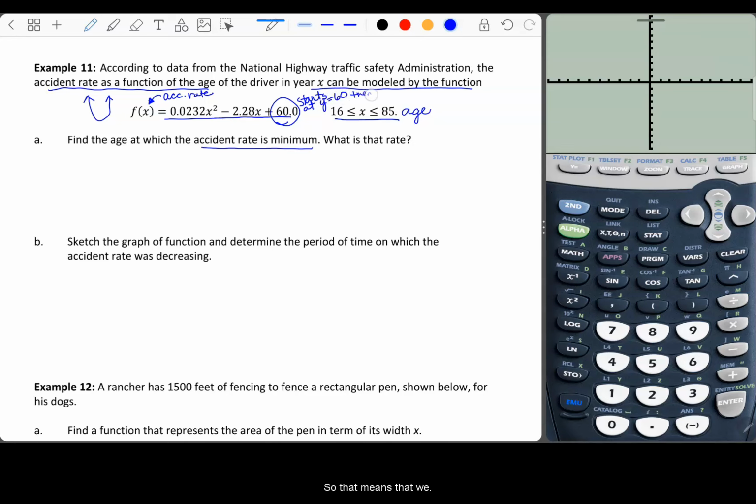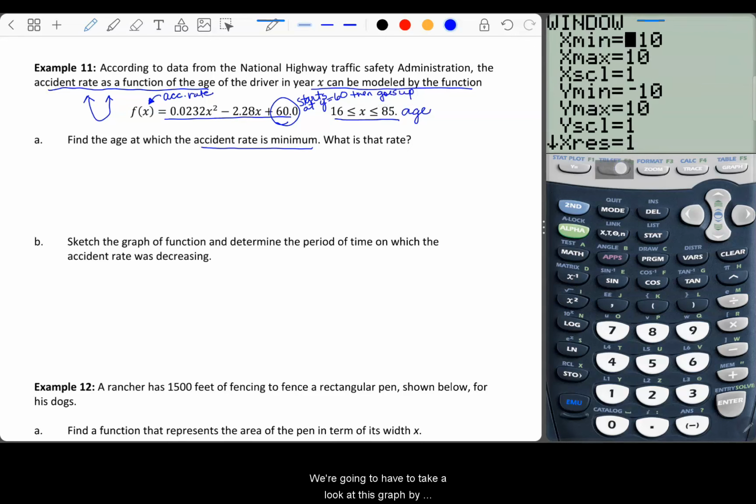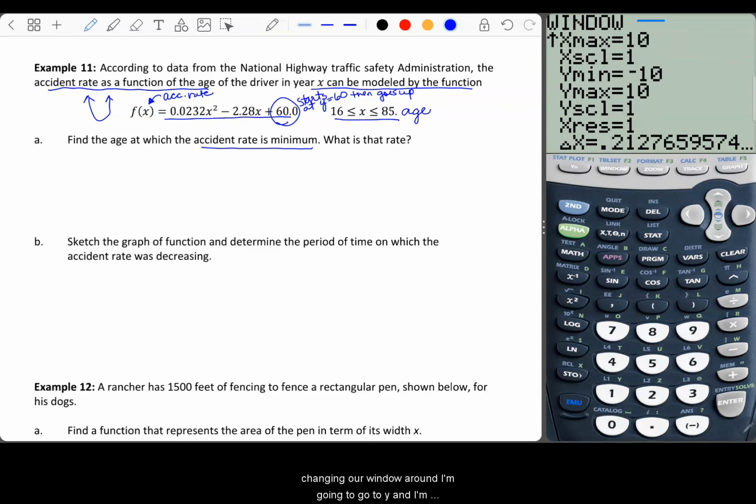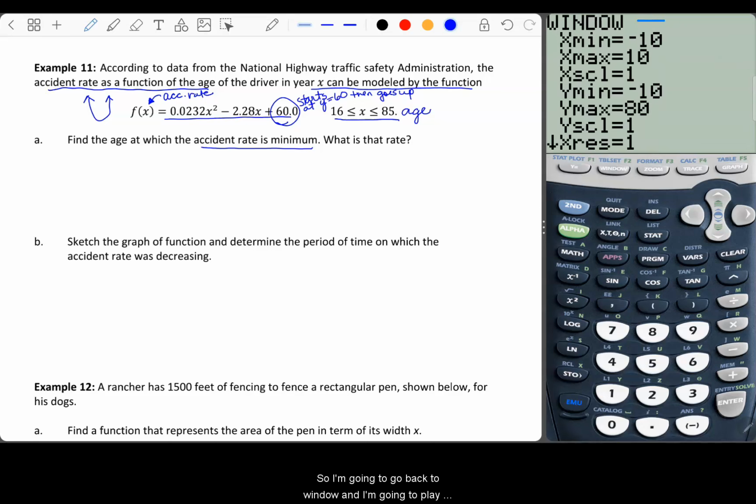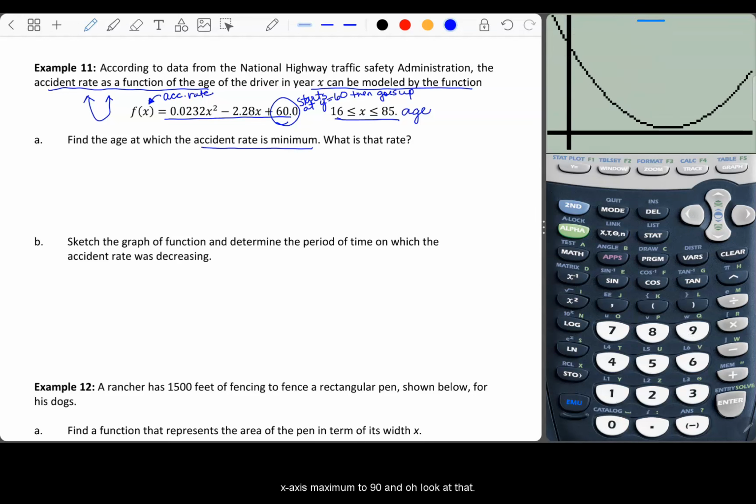So that means that we're going to have to take a look at this graph by changing our window around. I'm going to go to Y, and I'm just going to play with a little bit of the Y max. I'm going to put in 80, and that didn't help at all. So I'm going to go back to window, and I'm going to play with my settings just a little bit more. I'm going to go to the X max, and I'm going to change my X-axis maximum to 90, and oh, look at that. Because the ages are between 16 and 85, so this gives us a good model of it, and that was our minimum there.